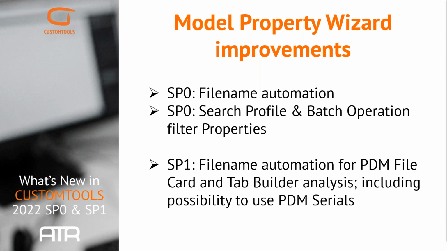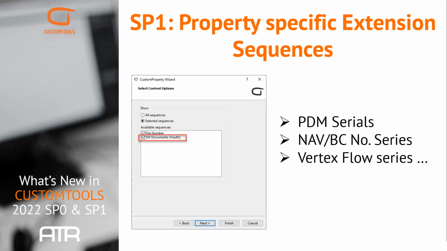But also this provides a very fast way for resellers to demonstrate or set up CustomTools capabilities using the customer's own design data. In the wizard, we also set up the search pane and selection of properties for the batch operations, for the advanced file filtering, and both of these we do semi-automatically. SP1 brought also the file name automation for the tab builder and PDM Professional users, and this enables very easy integration of PDM serials as part of CustomTools file naming automation.